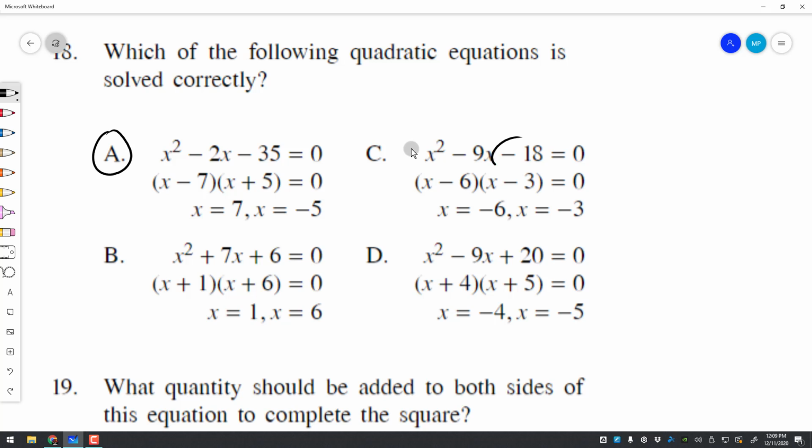So if we check the other ones, these two factors do not multiply to negative 18. Okay, these two numbers don't add up to negative 9. So both of those were factored incorrectly. And B, when they used zero product property, they didn't change their signs. That should have been negative 1 and negative 6. So only A was done correctly.